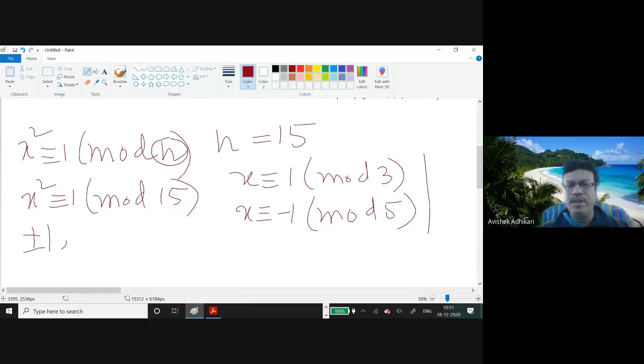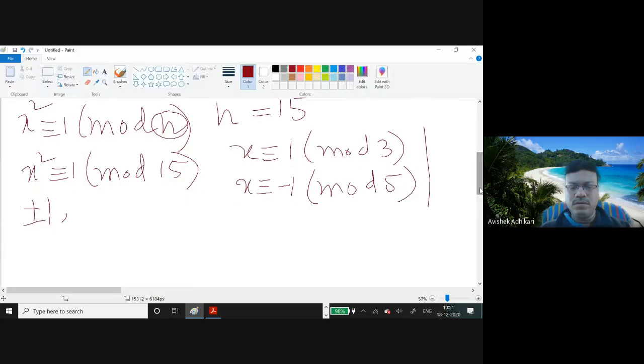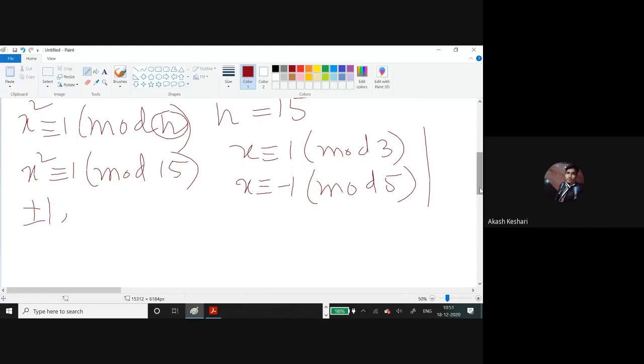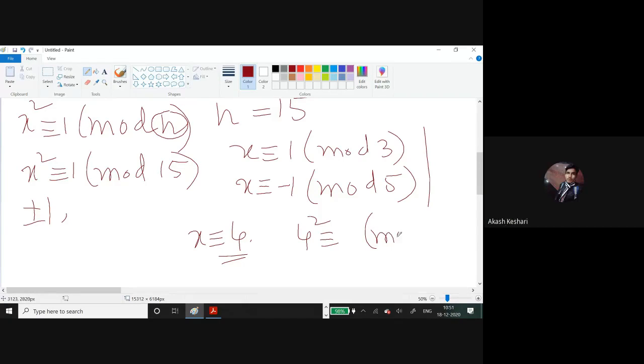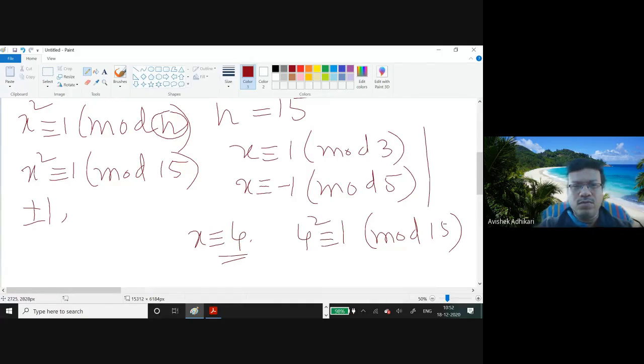Can you very quickly give me one such solution? 4. So x equal to 4 is a solution, right? Now consider 4 square. How much is that modulo 15? 1, sir. So 4 is basically a solution here, right?